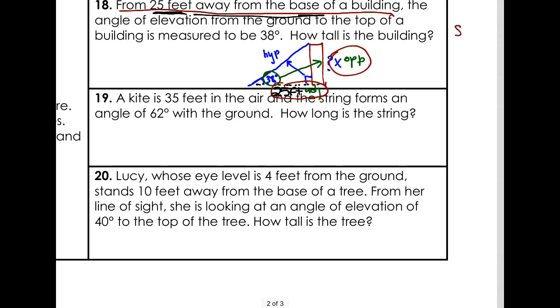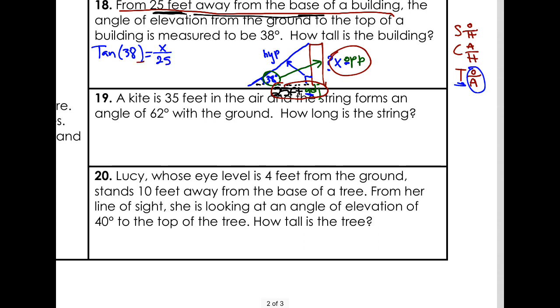So remember, sine is opposite over hypotenuse, cosine is adjacent over hypotenuse, tangent is opposite over adjacent. So the only one that deals with the opposite and the adjacent is our tangent. So we're going to set the problem up just like before in the other ones. Tangent of the degree, which is 38, is equal to the opposite. Remember, opposite has to be on top in tangent. So that's x over the 25, which is the adjacent.